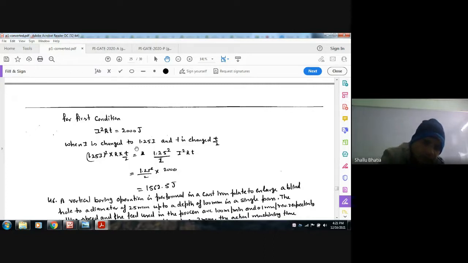So two conditions are given. According to the first condition, the total heat generated is 2000. Now in the second condition, the current is changed to 1.25 times and time is changed to T by 2. So you have to calculate the heat generated. Now the I squared RT is known or given, so we can calculate this second heat.